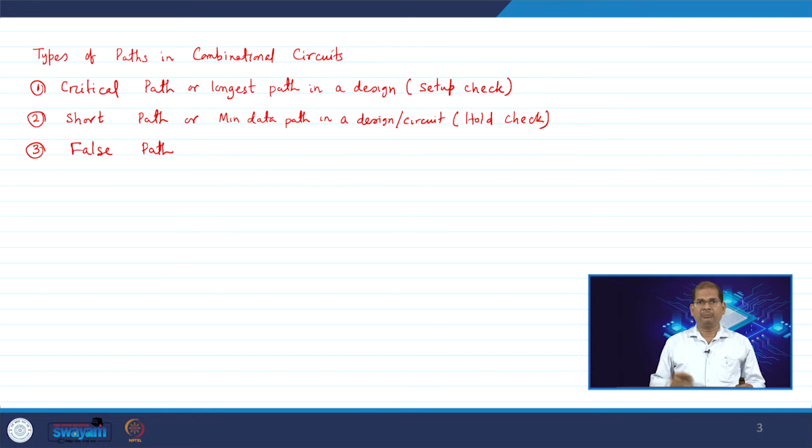There are several other paths which are non-critical. Non-critical means that it is not a critical path or a short path. So, those are called non-critical paths.